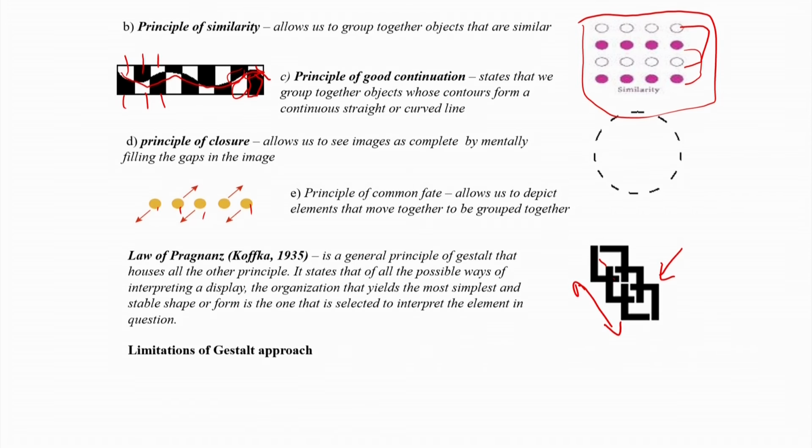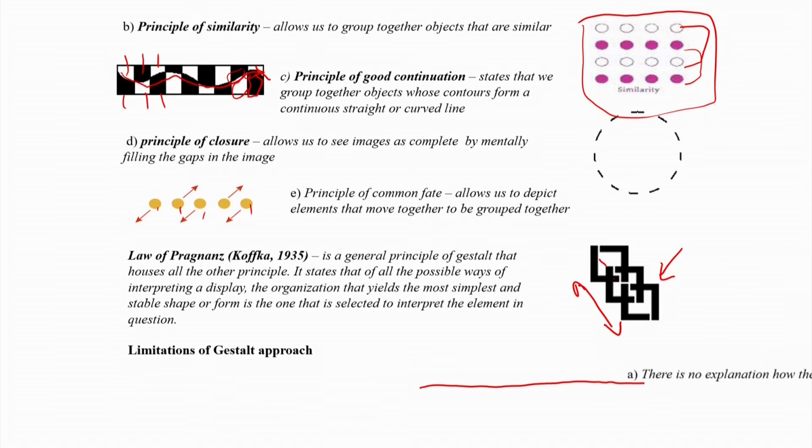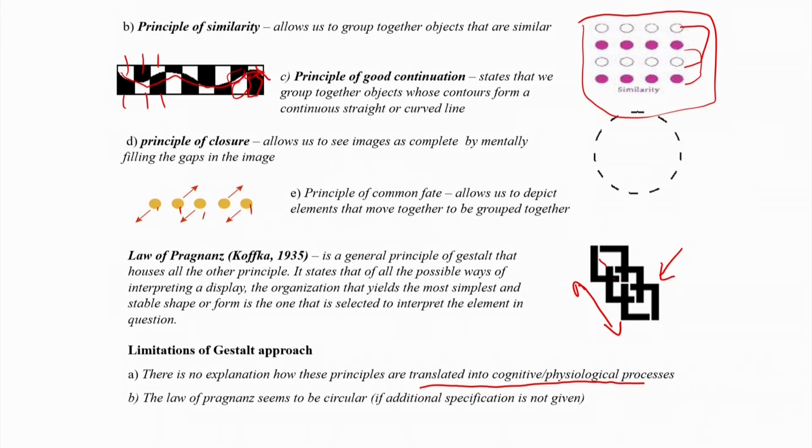Now, the Gestalt approach is not without limitations. There are a number of limitations to this particular approach. One of the most basic limitations to the Gestalt approach is that this particular principle or Gestaltist view cannot be translated into cognitive or physiological processes. There is no one-to-one agreement of how these principles of organization of the Gestalt get translated into cognitive processes, or what cognitive processes actually come into play, what physiological processes or brain processes come into play when these principles are in operation. Another interesting limitation of this approach is the circularity of the Pragnanz law.